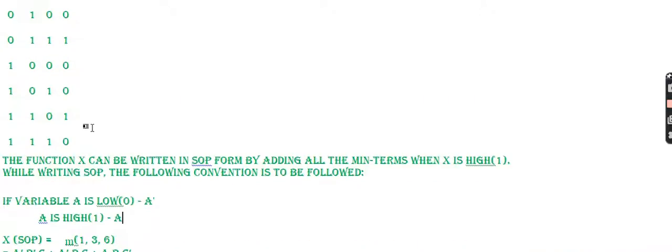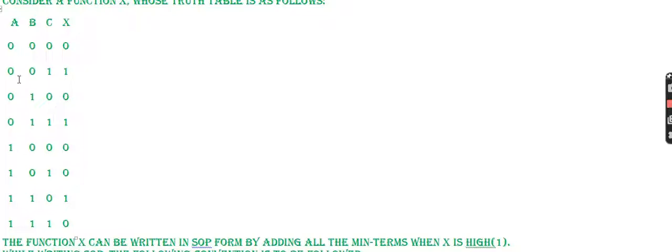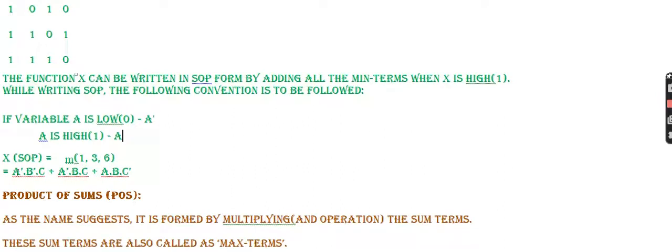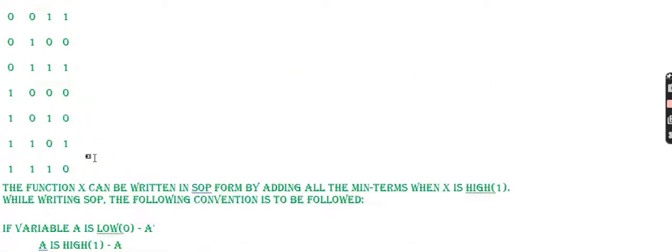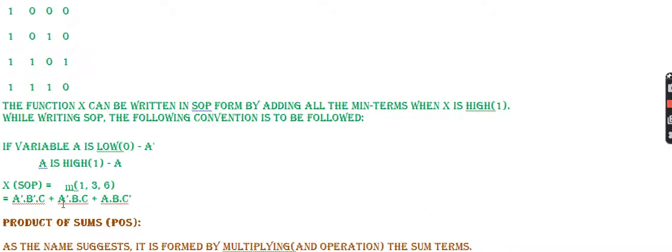Now you compare here. For 1, what is the combination? A bar, B bar, C. That is 0, 0, 1. For the min term 3, that is A bar, B, C. That is 0, 1, 1. Next, the sixth term, that is A, B, C bar.